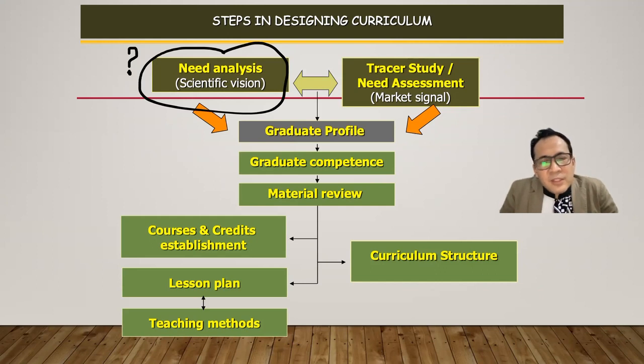For example, if you are in junior high school, as I told you earlier, when you create your curriculum for an English course, you have to create a graduate profile. But in the formal curriculum in junior high school, you already get the graduate profile from the Ministry of Education. At a university, you will see the graduate profile from the university itself. But if you want to create your own English course, you need to create the graduate profile of your course, and then graduate competence. Then materials review can be put in, and then you will have courses and credits establishment, how many credits, lesson plans, and teaching methods. This is the so-called curriculum structure.